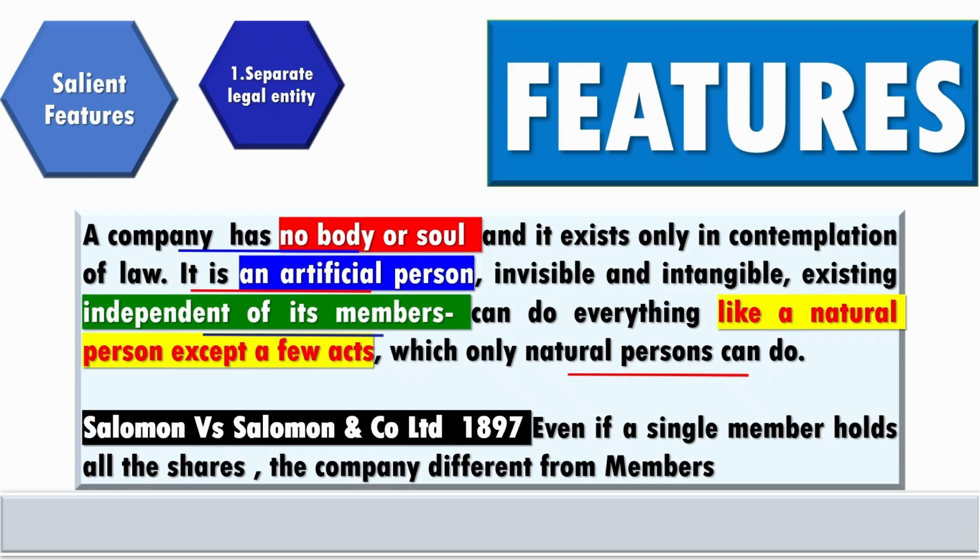There is a classic case, Salomon versus Salomon and Company Limited. Salomon converted his business into Salomon and Company, and the company had three components of liabilities: shares held by Salomon, debentures held by Salomon's family, and unsecured creditors. When the company went into liquidation, unsecured creditors wanted to be paid out first, stating Salomon and Company are one and the same. The court disagreed with them, and it held the company is different from its members.